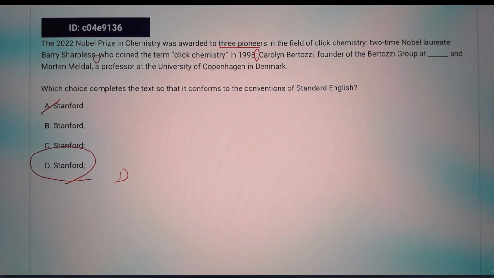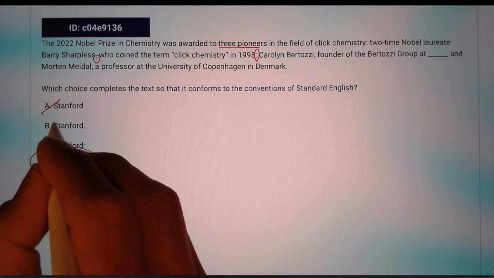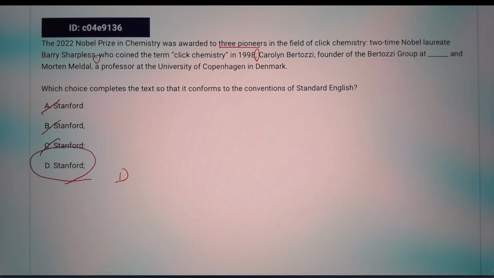Okay, but ultimately we need to separate these three people so we don't mix them up, and that's what the semicolon does. The answer should be D. The rest just don't do that. Okay, so I'm just gonna make it quick. The answer should be D.